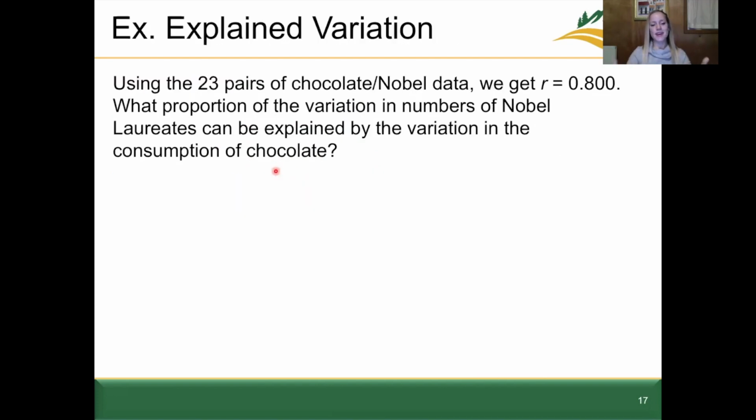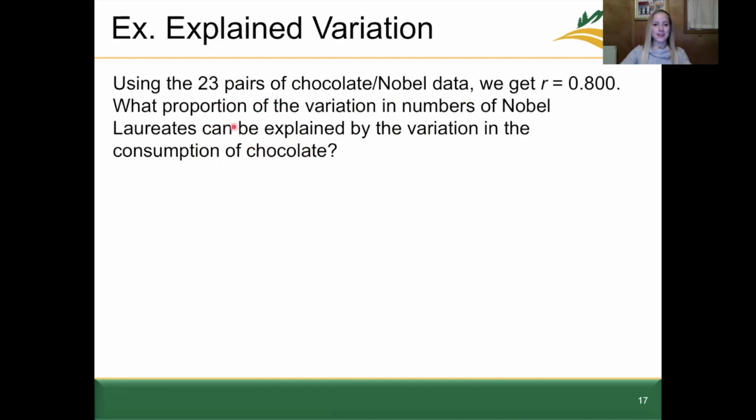Let's practice that calculation now with this example. So from that 23 pairs of data we were working with, we found an R value of 0.800. If you're asked a question like this, what proportion of the variation in numbers of Nobel laureates can be explained by the variation in the consumption of chocolate?